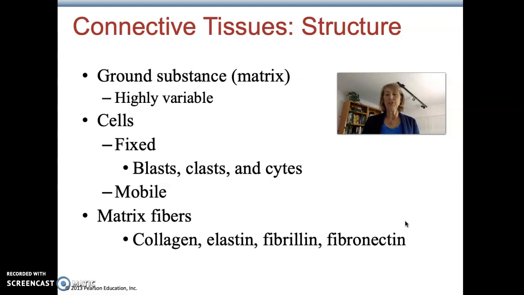All right, let's switch to connective tissues. Remember, the connective tissue is the catch-all. It's the one that's not neuron, it's not muscle, and it's not a liner. So it is vast. It can be very different, so highly variable is what I put on the slides. The cells are often young cells and then mature cells. We call them blasts when it's a young cell, a cyte when it's a mature cell, and a clast when it is a type of cell that is breaking something down.